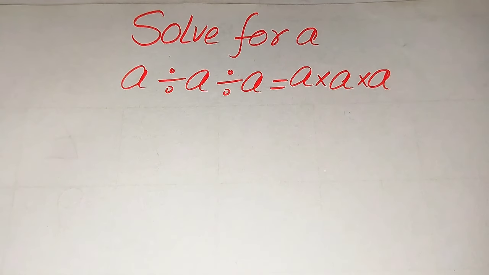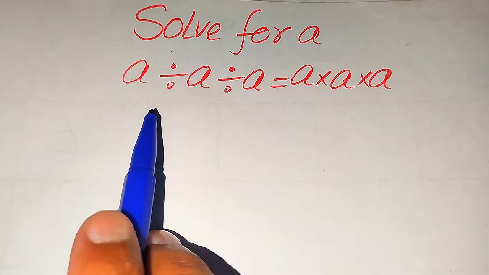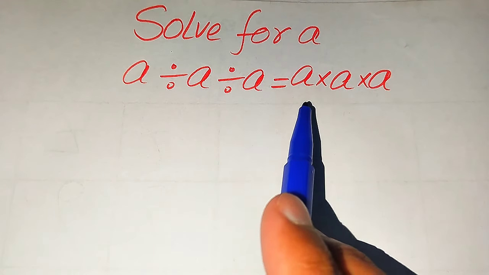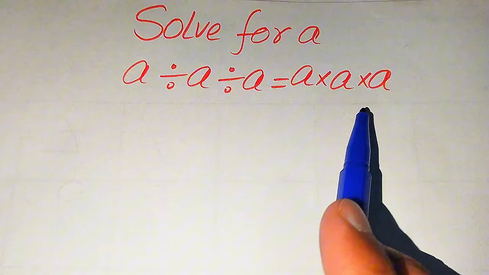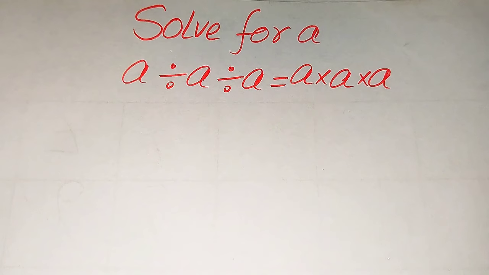Hello everyone, how to solve this problem for the values of a if we have a divided by a divided by a divided by a equals a multiplied by a multiplied by a, and we solve this problem for the values of a.